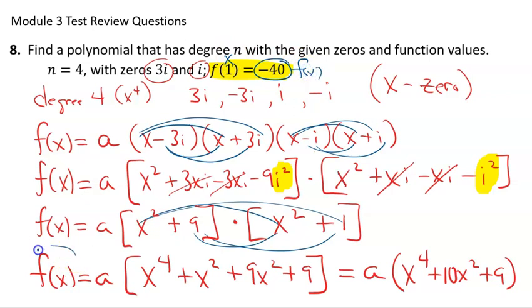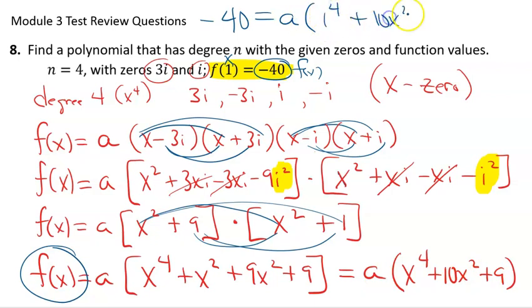So I'm going to replace this with negative 40 equals a, I don't know, but I know 1 is my x value. So it's a times 1 to the 4th plus 10x squared plus 9. No, 10 times 1 squared. I could tell you to take out the x, and I didn't. There we go. Plug in 1s everywhere there's an x. Plug in negative 40 for your f of x value.